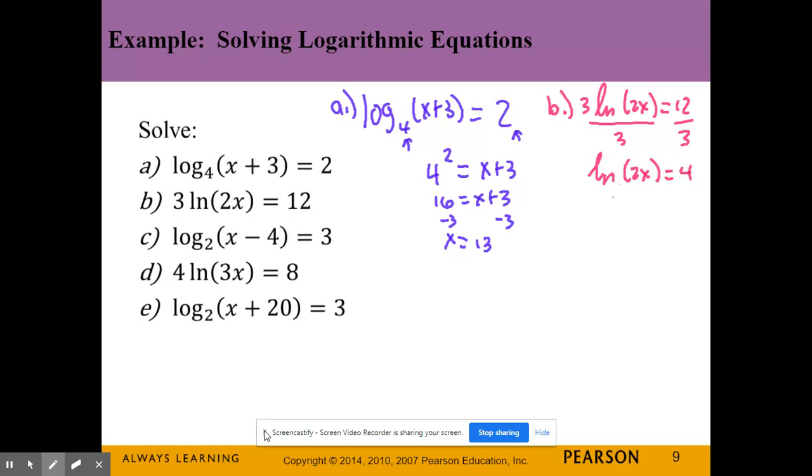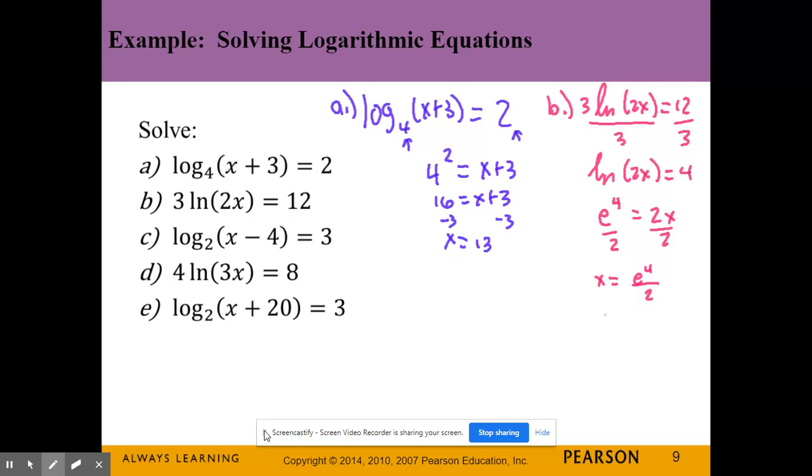Remember what it means for a natural log. That means the base is e. 4 is the exponent, is equal to 2x. So when I divide both sides by 2, you have x is equal to e to the power of 4 divided by 2. That would be your exact answer.